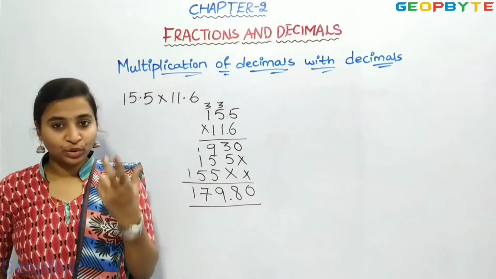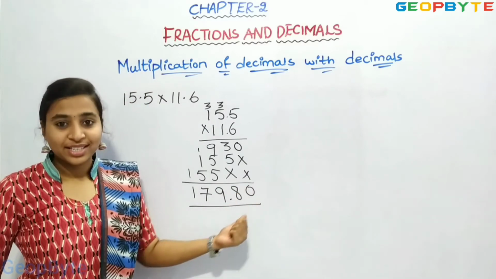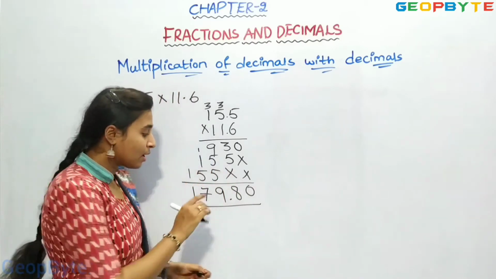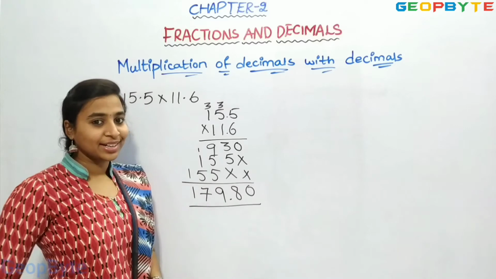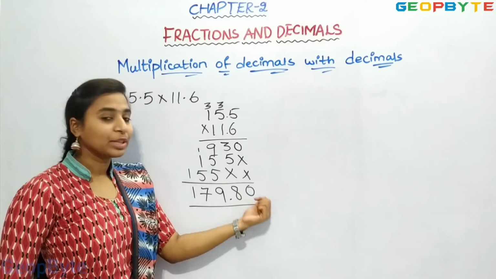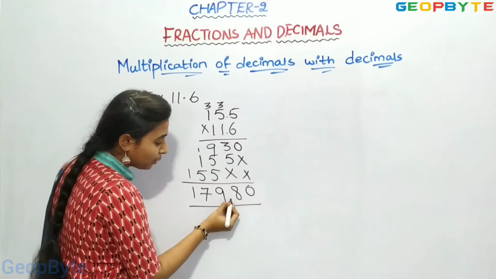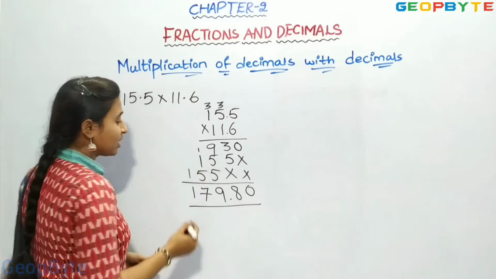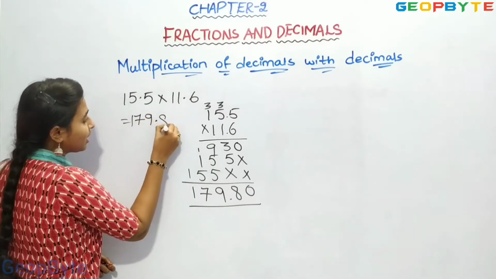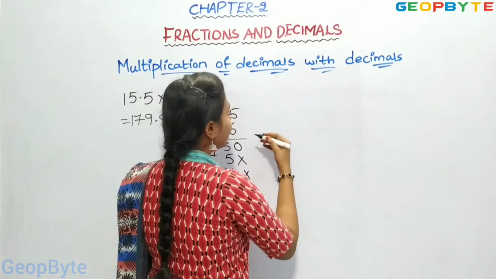In multiplication of two decimals, we will see from the back side, that is reverse. When we multiply decimals with powers of 10, we have gone towards the right. Now, we will come towards the left, that is from the back. We have two digits, right? We have put the point before two digits. That is, we got the answer 179.80.